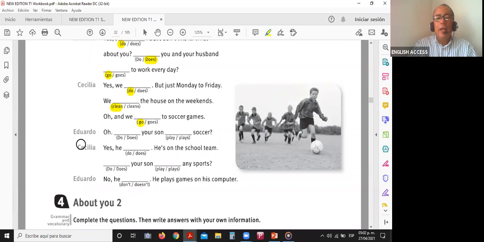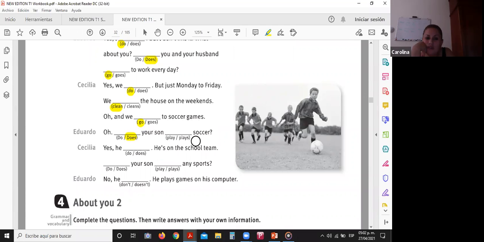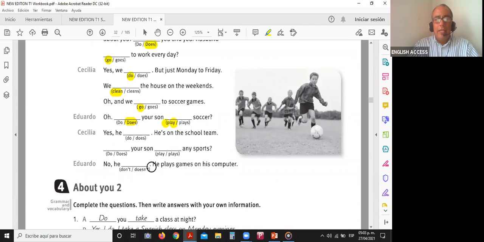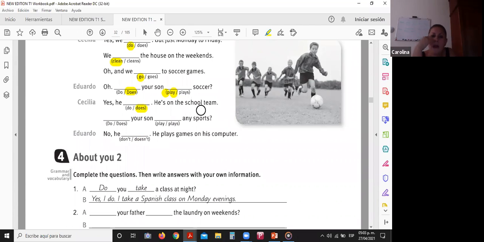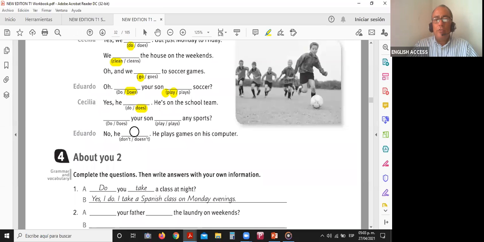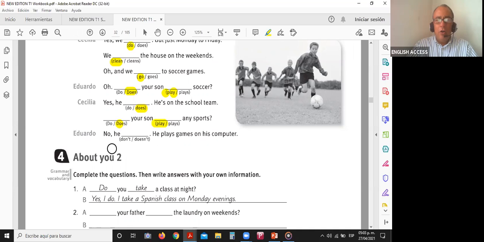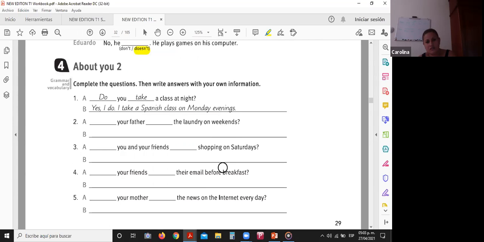Do or does your son? Does. Very good. Third person. Play or plays? Play. Very good, Carolina. Yes, he does. He's on a school team. Do or does your son? Does. Again, the same question. Play or plays? Play. And finally, does he? No, he doesn't. It's the negative. He plays games on his computer.